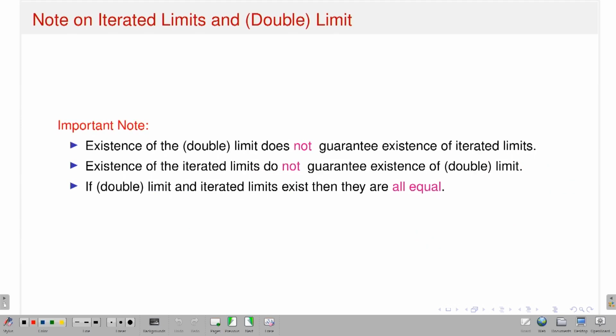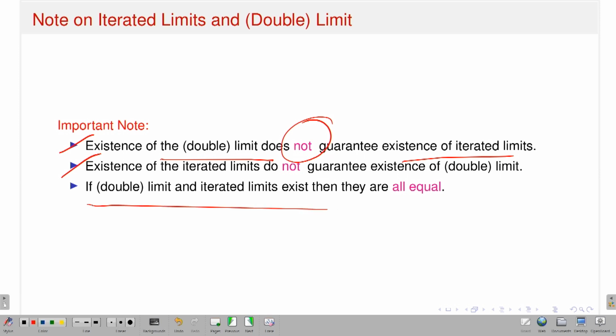Okay, so this is the note on iterated limits and double limits. What does it say? This is very important. First, existence of the double limit does not guarantee the existence of iterated limits. That means I have an example of a function where the double limit exists but the iterated limit does not exist. Second, existence of iterated limits does not guarantee the existence of the double limit. I will also have an example where the iterated limit exists but the double limit does not exist.